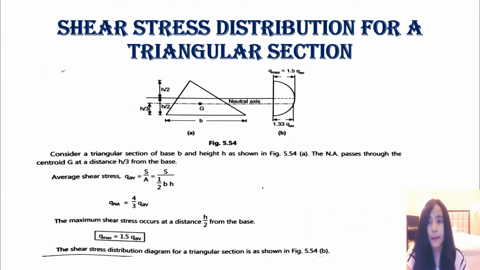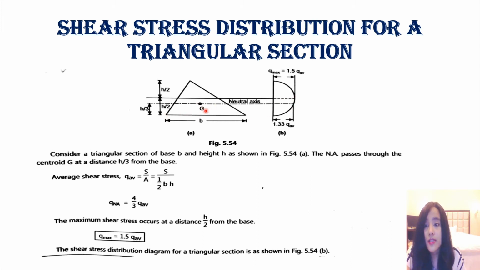Now, to find a maximum shear stress in a triangular section, you see a triangular section here. This is a triangular section. Now for a triangular section, to find the maximum shear stress, it will lie at a distance. If the full height of the triangle is h, then we have to divide this h in half, which will be h/2 and h/2. So at this line you'll have a maximum shear stress.